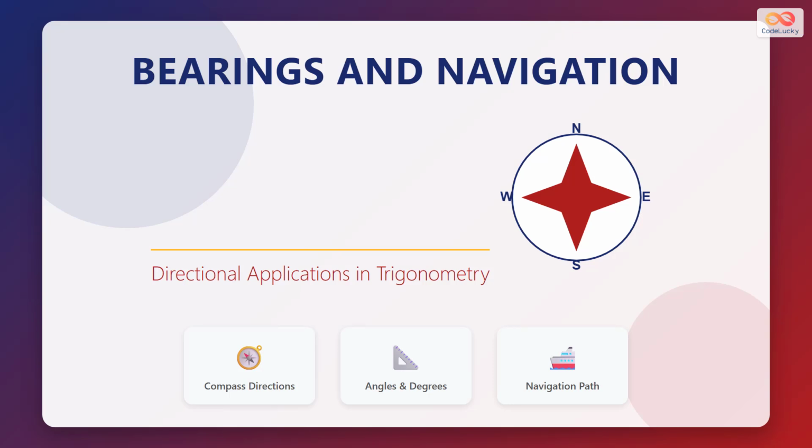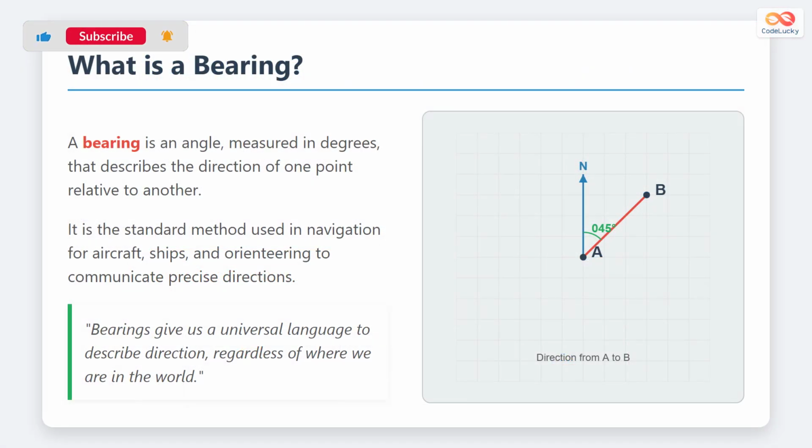Welcome. Today we are exploring bearings and navigation, a practical application of trigonometry that helps us find our way across the world. A bearing is simply an angle used to describe direction. It allows navigators on ships and planes to communicate exactly which way they are heading relative to a fixed point.